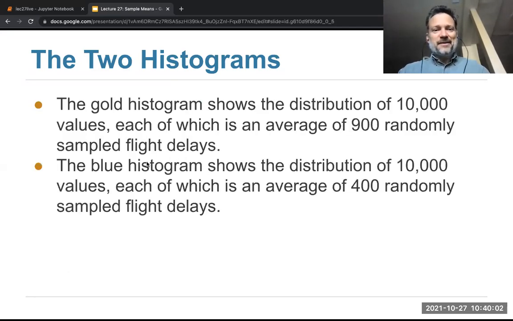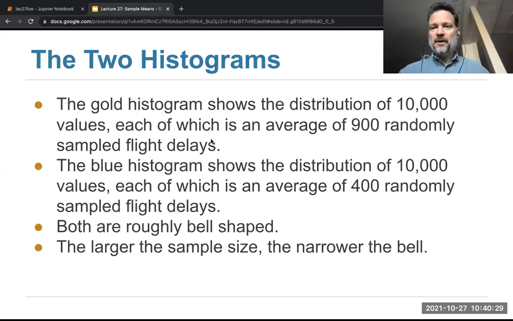Okay, so to summarize, the gold histogram was a distribution of 10,000 values, each of which is obtained from a sample of sample size 900. The blue histogram was a distribution of 10,000 values, each of which was obtained from a sample of sample size 400. So the 900 and 400 was the sample size, and 10,000 was the number of simulations we did. Both of these shapes are roughly bell-shaped, but the larger the sample size, the narrower the bell.